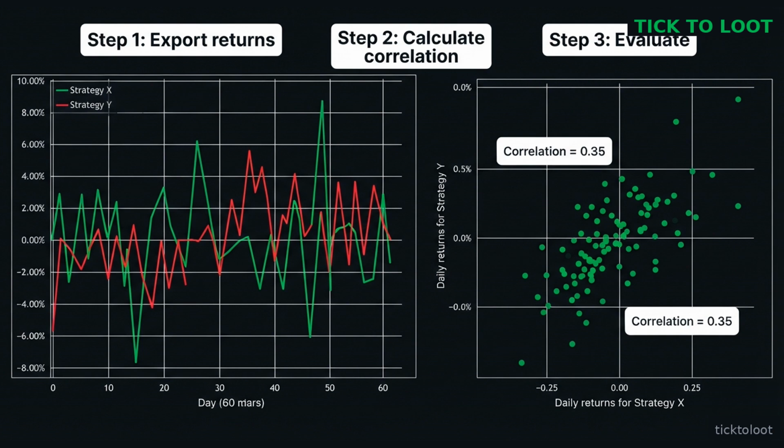In this scene, we will walk through a practical tip, testing strategy correlation before deployment. By the end of this segment, you will be able to run a simple test to see whether two bots really diversify or just mirror each other.